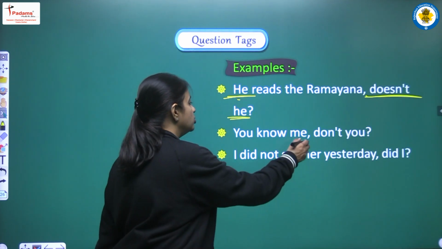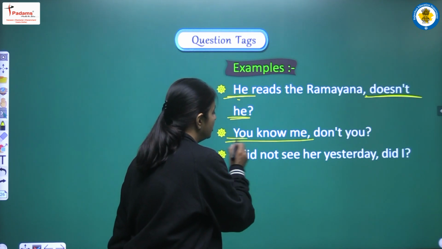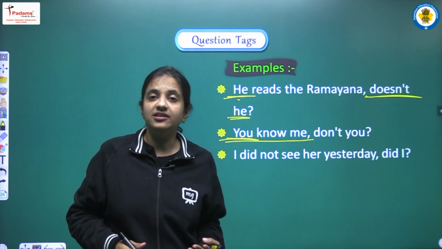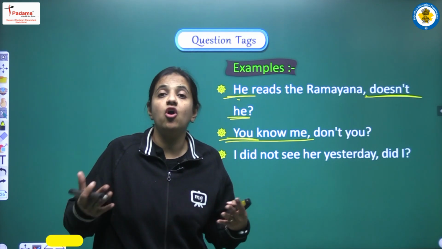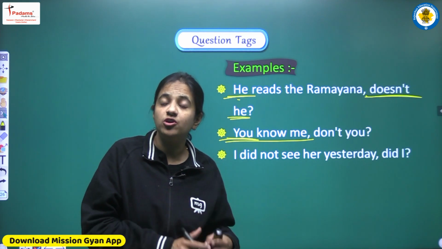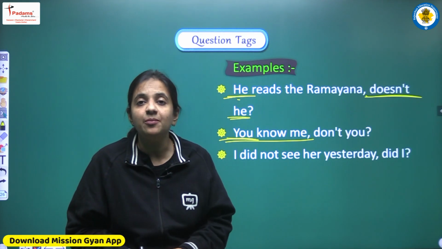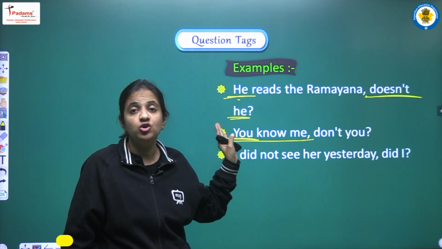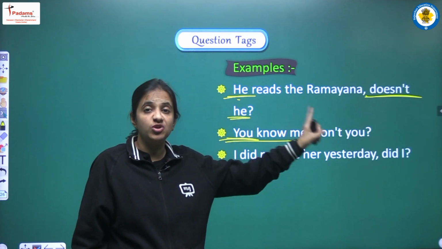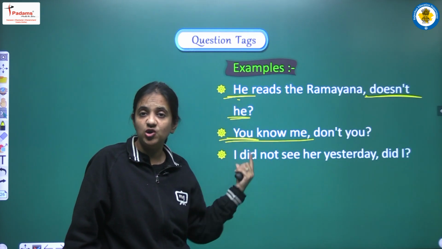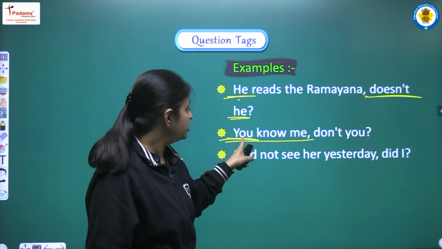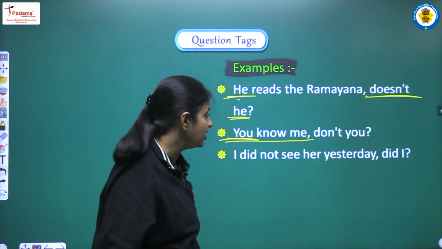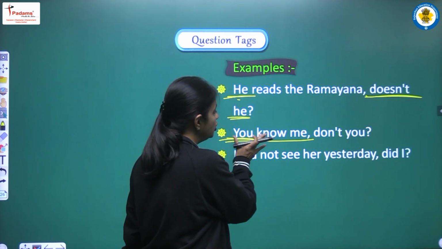Next is you know me. This is also a sentence and we have a personal pronoun in the sentence. And as I have told you, it doesn't matter whether it is first person, second person or third person. All personal pronouns come under this rule that whenever you have any personal pronoun, you have to use the same personal pronoun in the question tag. So here we have you, that is a second person pronoun. So we have to use the same you in the question tag.